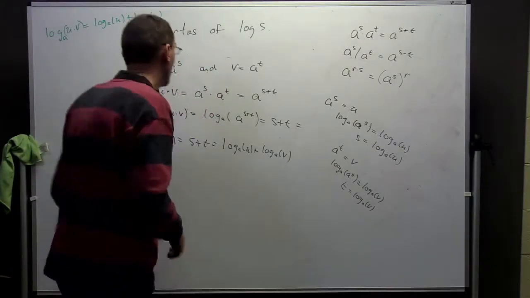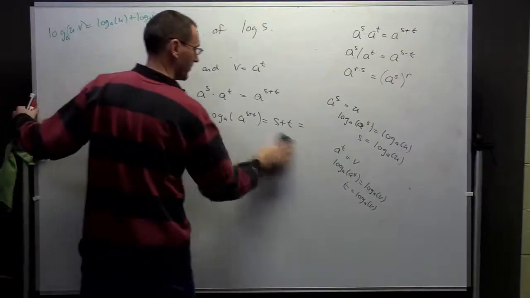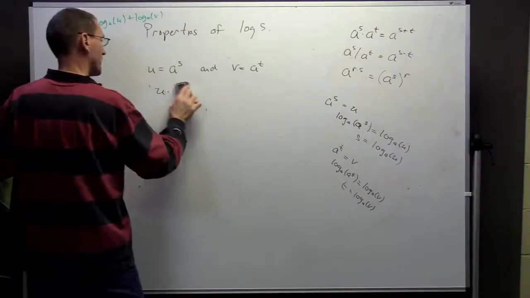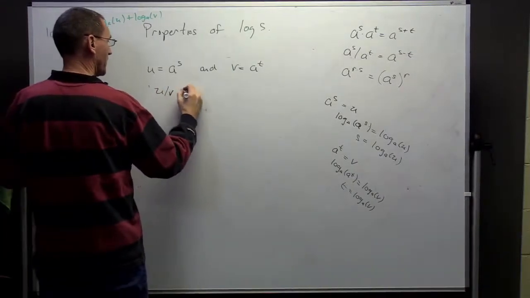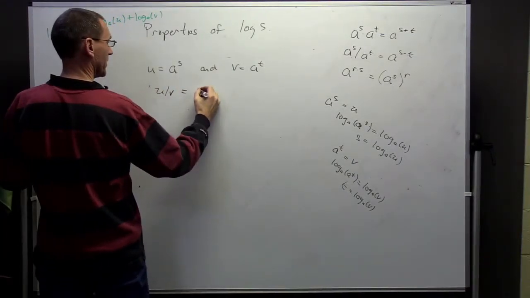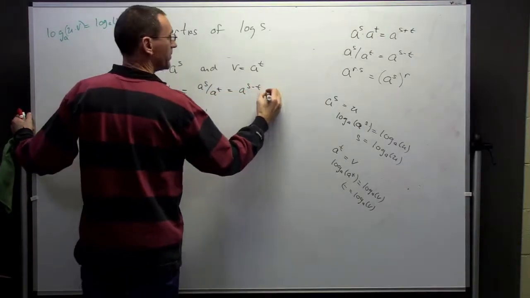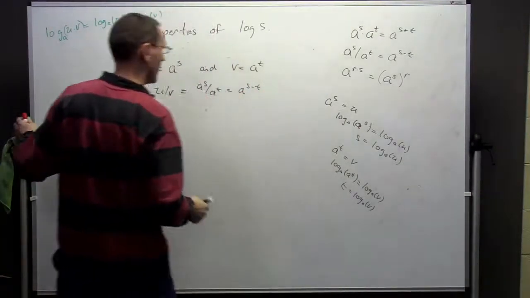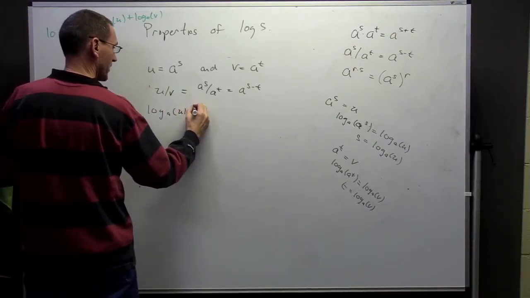Now let's turn this around and think about what happens when I take u divided by v. So let's change this a little bit. This becomes u divided by v, which is going to be a to the s over a to the t. It's going to be a to the s minus t, using this property of exponentials. We take the log of both sides.